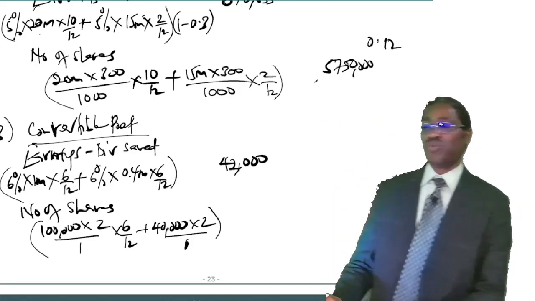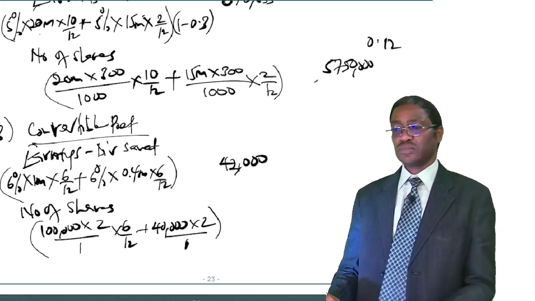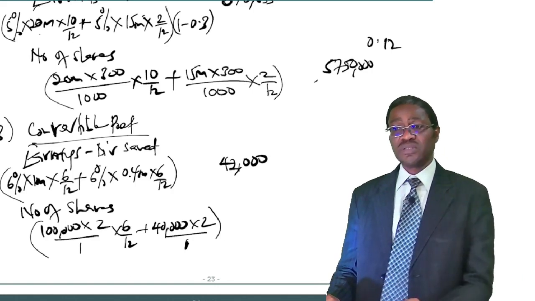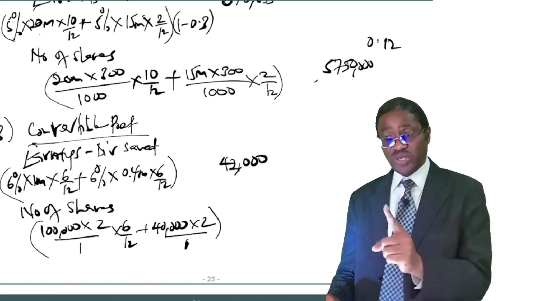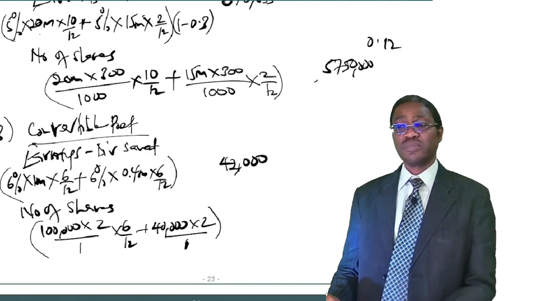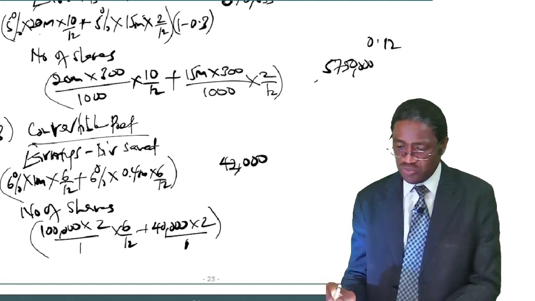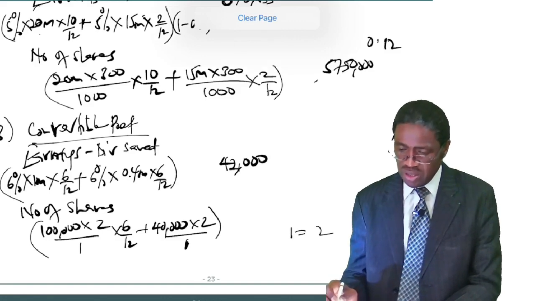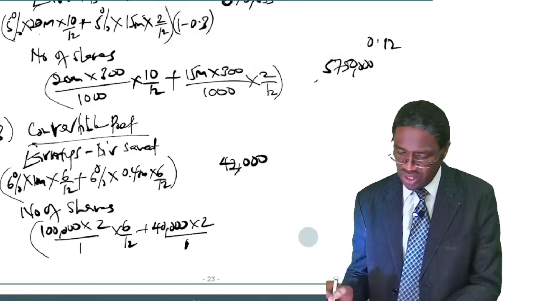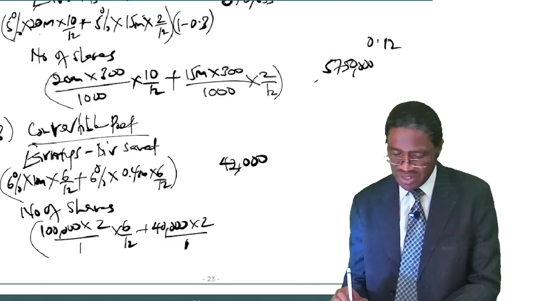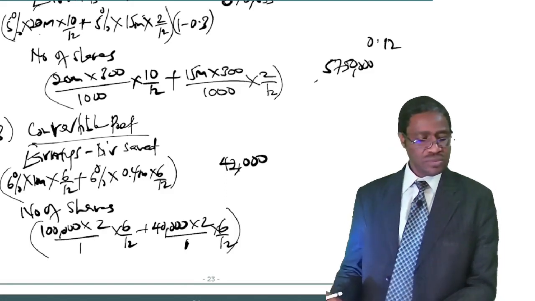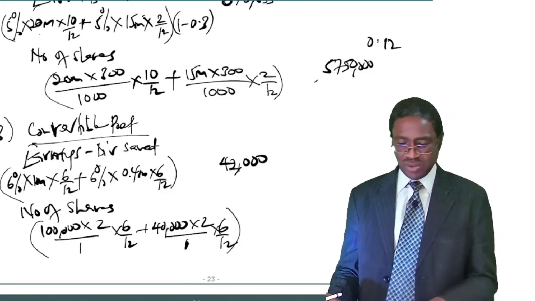Good. So what are you getting? 100,000 times 2, that's 200,000. For half a year, that's 100,000. 40,000 times 2, that's 80,000, divided by 1, that's 80,000. Oh, sorry. This should be for another 6 months. Because it is for another 6 months remaining, this is times 6/12. Now give me the amount.